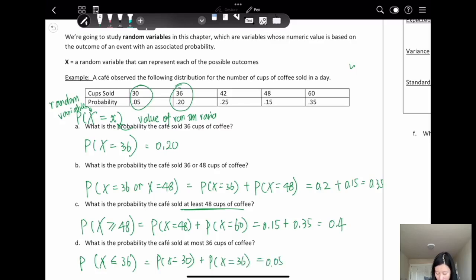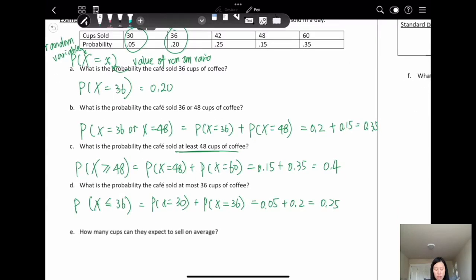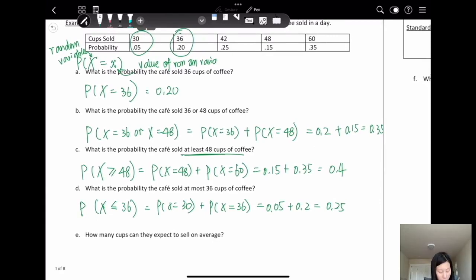So we have 0.05 plus 0.2, which is 0.25. Okay, part E is asking how many cups of coffee they expected to sell on average. So now this is asking you the average, which we also call the expectation value.